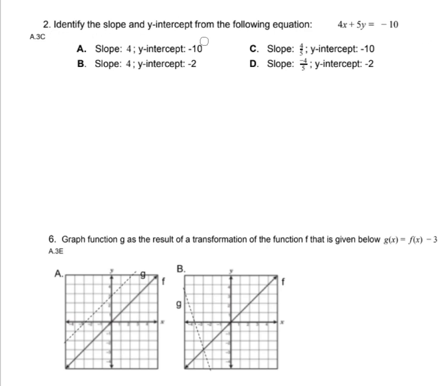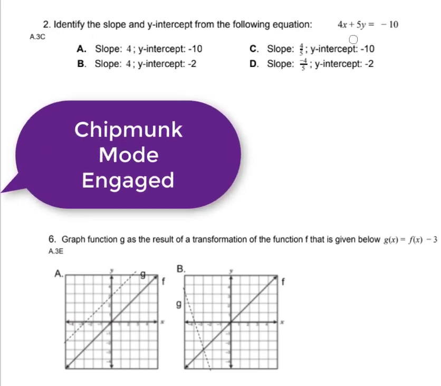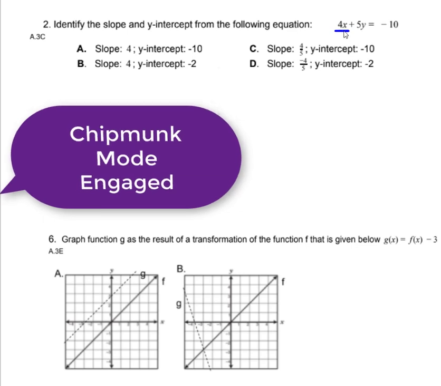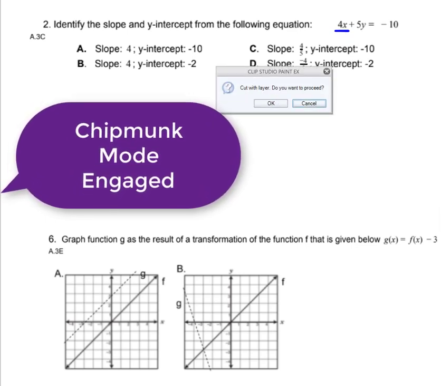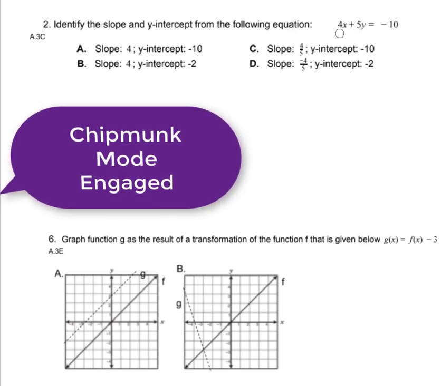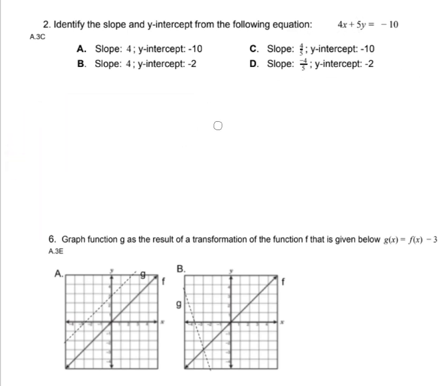This first problem says identify the slope and y-intercept from the following equation: 4x plus 5y is equal to negative 10. You might be tempted to say this is the slope right here, but you would be incorrect because right now this is in standard form, and we do not want it in standard form. What we want is slope-intercept form, y is equal to mx plus b. If I can get it into that form, then I'm going to be able to find out what the slope is.